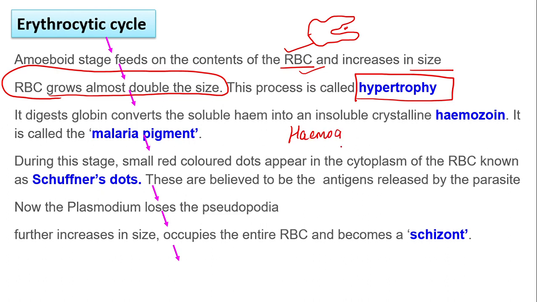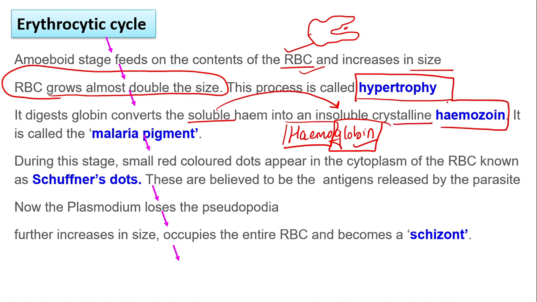Okay, hemoglobin. Now in this hemoglobin it is going to digest the whole globin part. The whole globin part is going to be digested. When we talk about the heme, it is nothing but the soluble substance. This heme is going to get converted into an insoluble crystalline substance, which we call it as hemozoin. So what happens to heme? Heme is a soluble substance which is converted into insoluble crystalline substance. We call it as hemozoin.